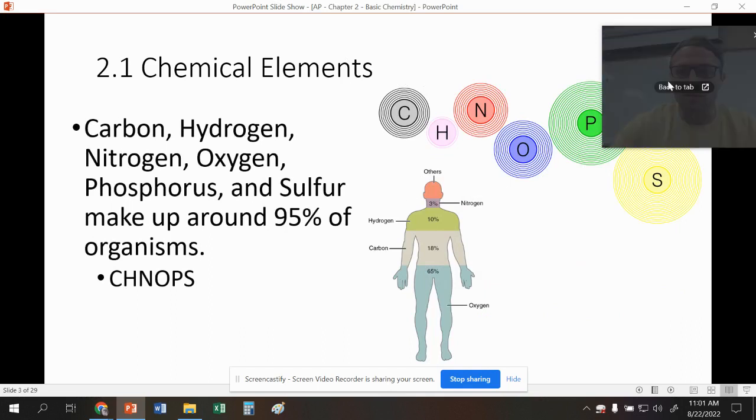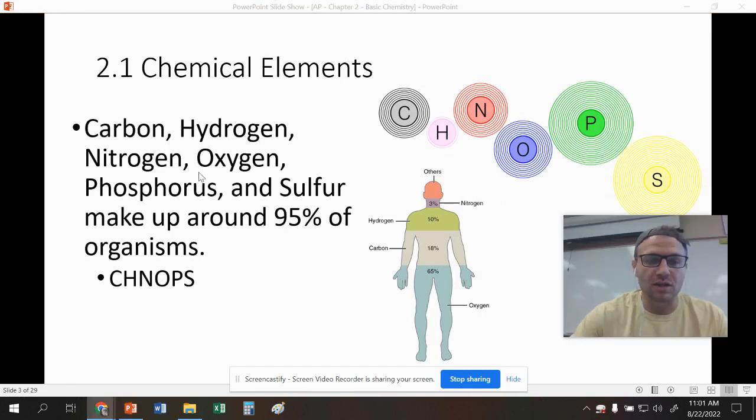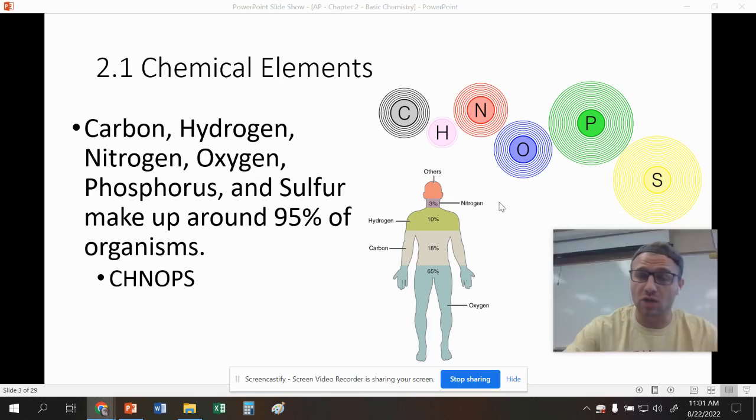The most common elements in life are carbon, hydrogen, nitrogen, phosphorus, oxygen, and sulfur, and they make up about 95% of your total mass. CHNOPS, this is just a way of remembering it. You can see we're made up of a lot of oxygen, carbon second, hydrogen, nitrogen, and then the others. But you should definitely know those top four: oxygen, carbon, hydrogen, and nitrogen.